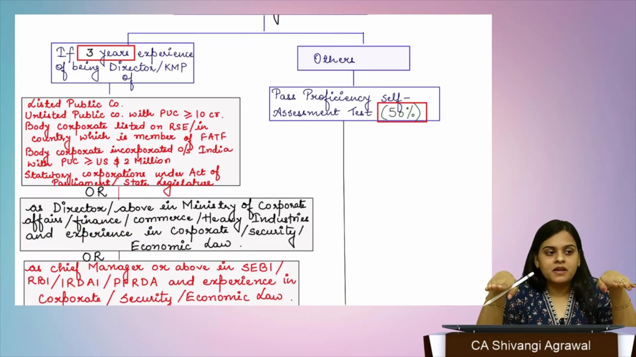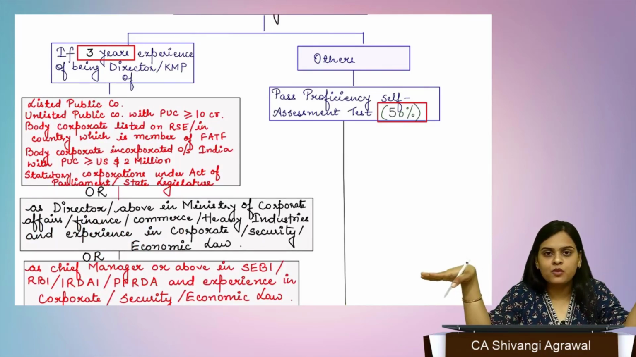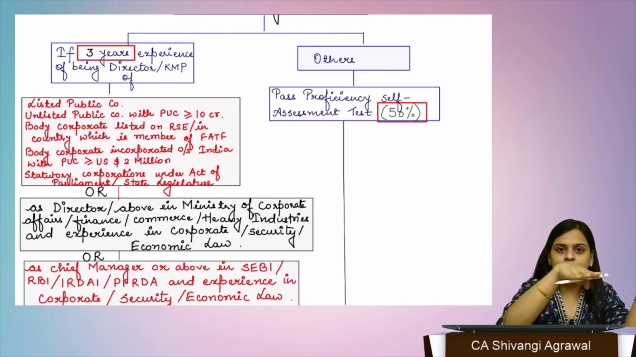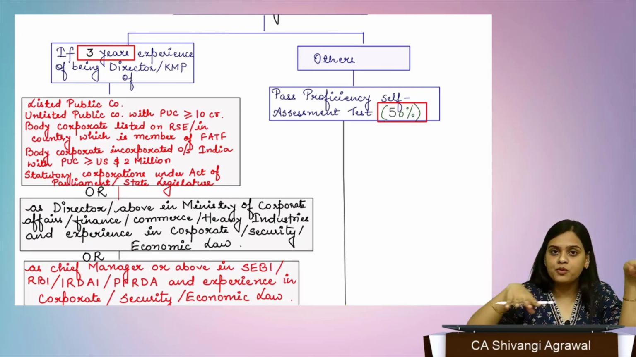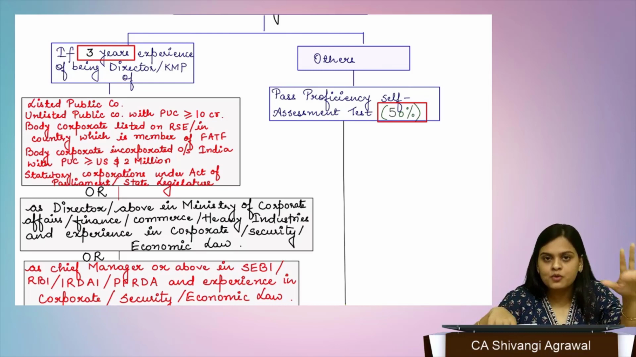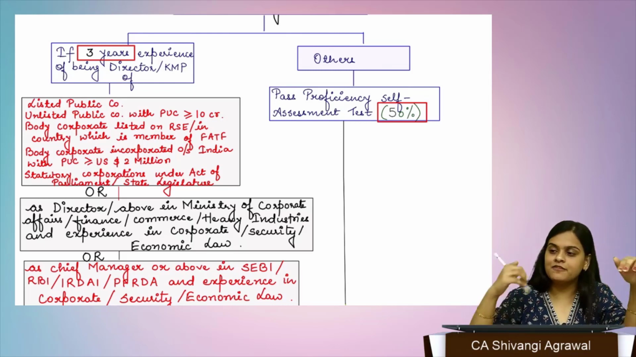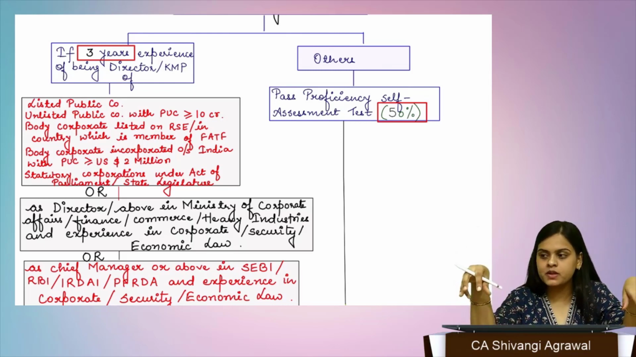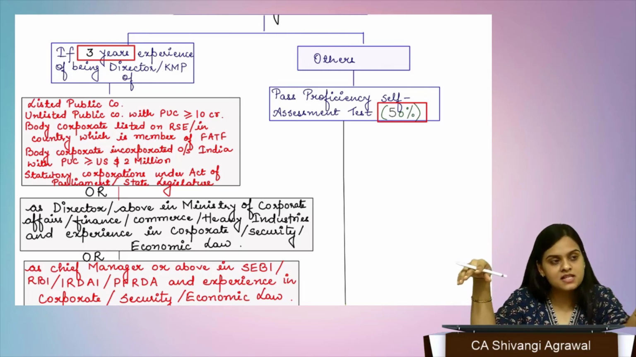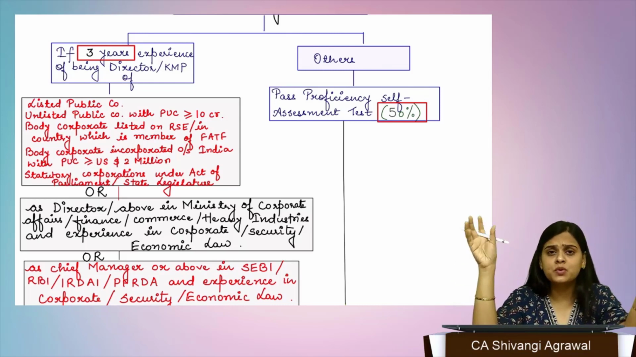At one time, if I am serving as a director in 4 companies, it doesn't mean my experience is going to be 1, 2, 3, 4. No, right? I hope you understand. If I have worked in this company for 2 years, then I resigned and I worked for another company for 2 years, so 2 plus 2 you can count.